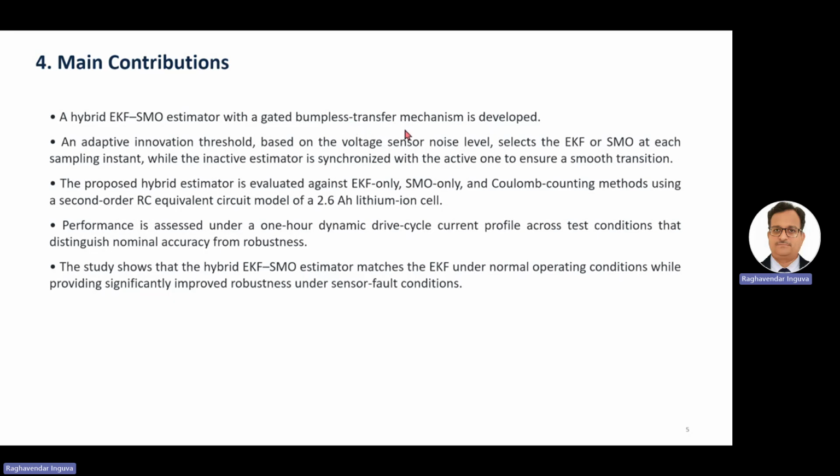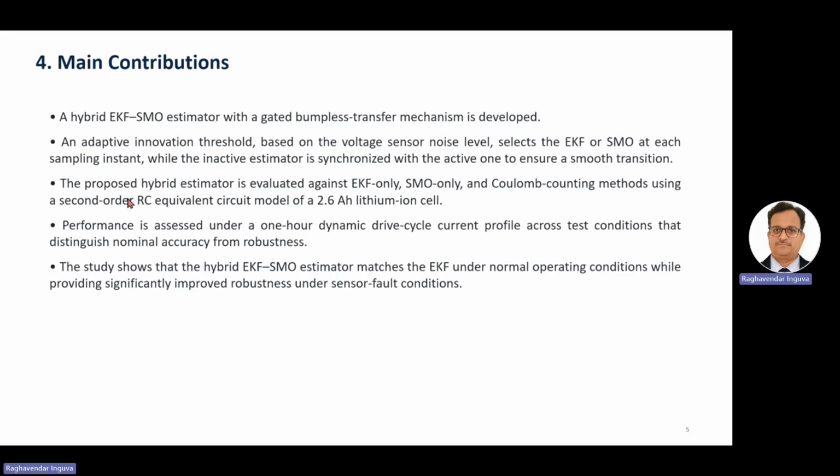As I told you, we have used a bumpless transfer mechanism. Then an adaptive innovation threshold, the deviation threshold, based on the voltage sensor noise level. It selects either EKF or SMO at each sampling instant. So that sampling is also shown. While the inactive estimator is synchronized with the active one to ensure smooth transition. This is where we come across this bumpless transfer.